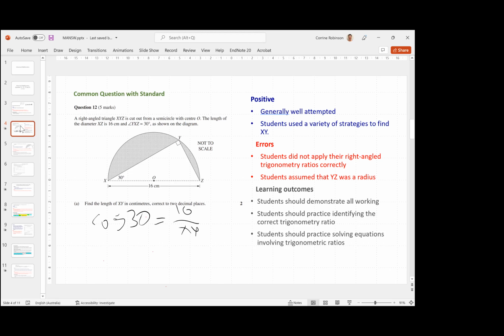The other error we saw was that students simply assumed that YZ was a radius along with the other 2. I think the thing for students to learn out of this one is to demonstrate all working. Don't just guess at things or pull numbers out of the air. They should practice identifying the correct trigonometric ratio for the triangle that they've got. And then they should practice solving equations involving trigonometric ratios.